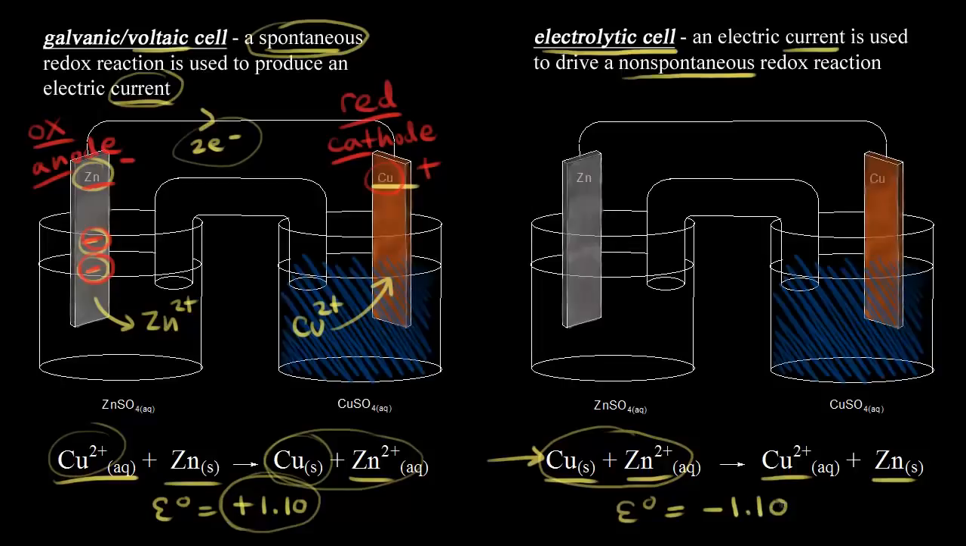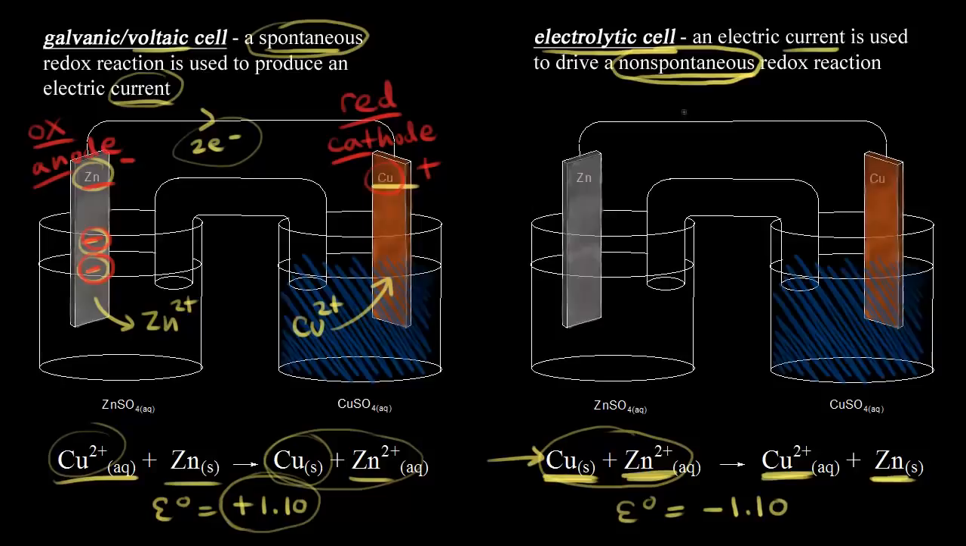A negative value for your cell potential means a non-spontaneous redox reaction. So this doesn't occur on its own. Solid copper doesn't just turn into copper 2 plus, and zinc 2 plus doesn't turn into solid zinc. It needs some help in order to do that. It needs an external voltage source, like a battery, to drive this reaction and force it to happen.